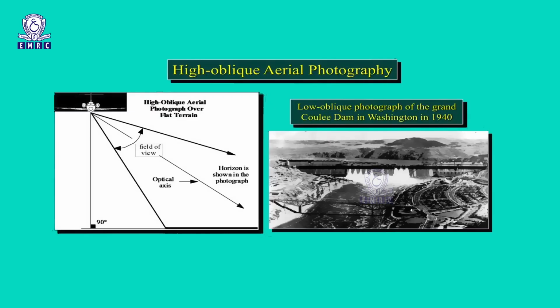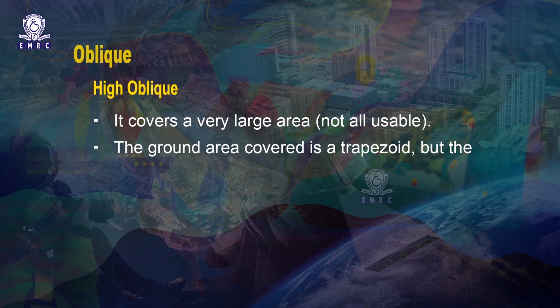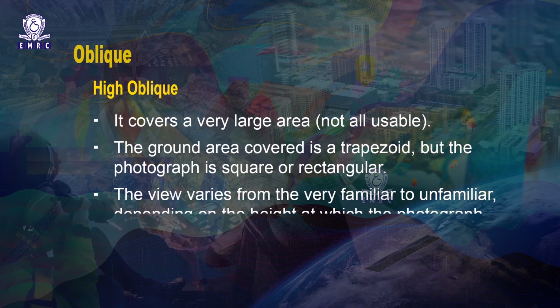High oblique. In this, the photograph is taken with a deliberately tilted optical axis, enough from the vertical to show the Earth's horizon. The horizon appears in the photographs. High obliques have characteristics such as it covers a very large area, not all usable. The ground area covered is a trapezoid, but the photograph is square or rectangular. The view varies from very familiar to unfamiliar depending upon the height at which the photograph is taken.